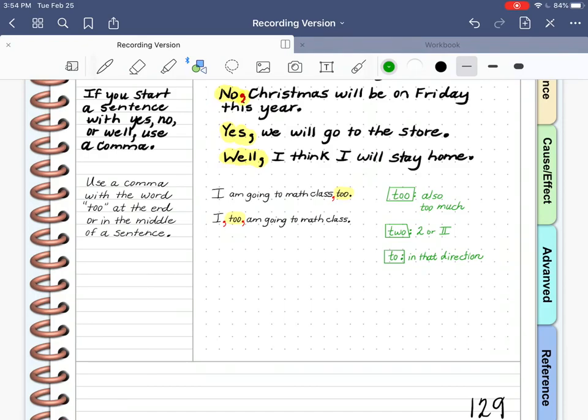Okay, I believe we'll use this rule when we do our writing lesson in the next video. So I wanted to show you before we try that writing. And I'll see you soon for that video.